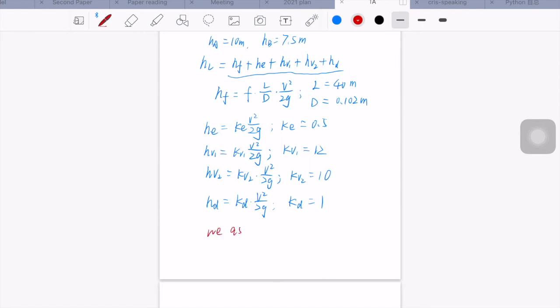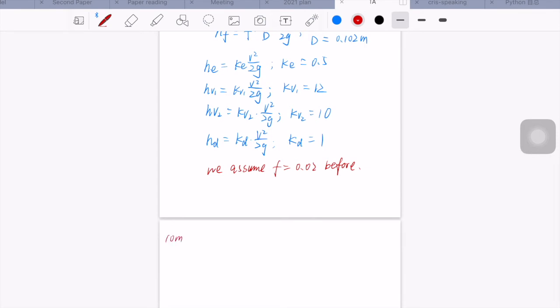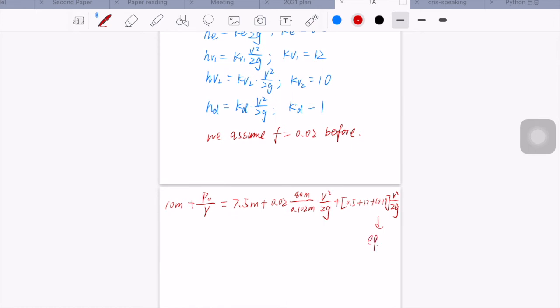Because we assumed f equals 0.02 before, so now we can get that 10 meter plus P0 divided by gamma equals 0.5 meter plus 0.2 times 40 meter divided by 0.102 meter times V squared divided by 2g plus (0.5 plus 12 plus 10 plus 1) times V squared divided by 2g. This is equation 3.